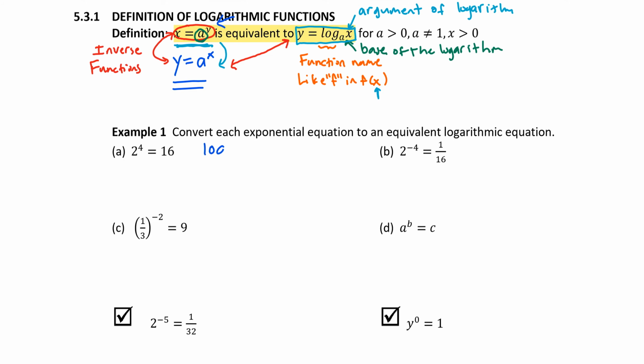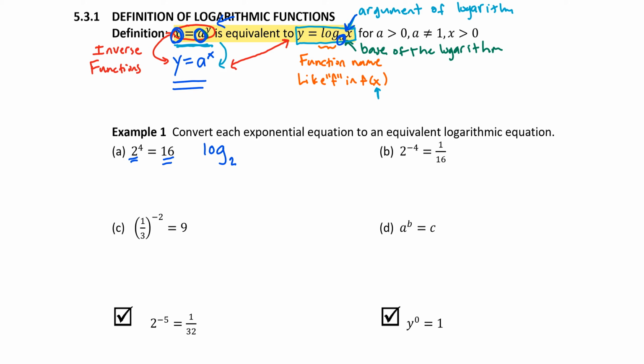So we're going to identify that we're going to a logarithm by identifying the function name log. The base of the logarithm is the same as the base of the exponential equation. So here our base is 2. We're going to write that as a subscript on our logarithm. Now, the argument of the logarithm, x, notice that's the result of raising that base to a power.